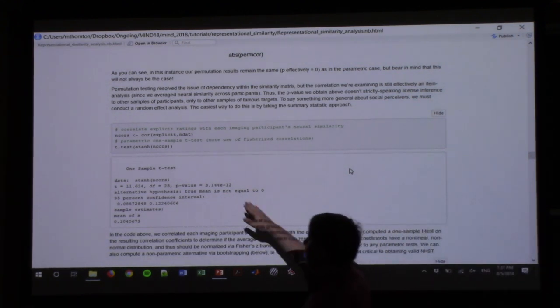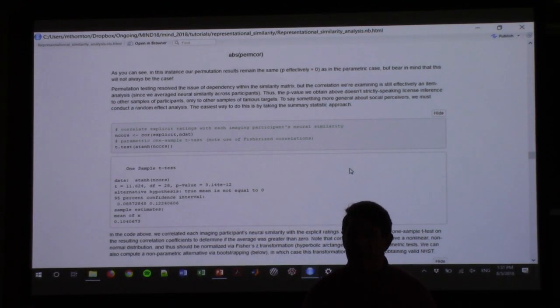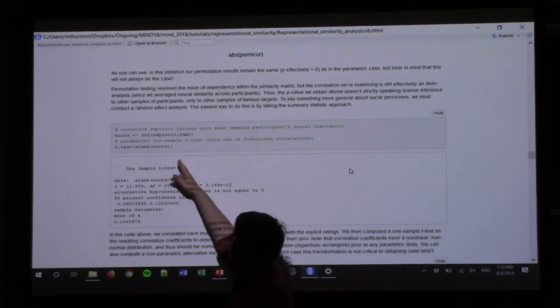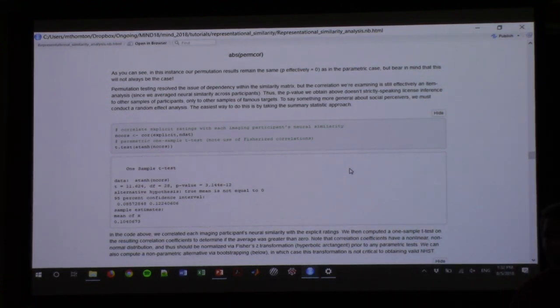So this NDAT is the 1770 by 29 matrix that we looked at earlier. So this is similarity elements, cells of the similarity matrix, by participant. And by correlating this with the explicit similarity ratings, we end up with a vector instead of a single number. So whereas before we had 0.4 as our one correlation between brain and behavior, here we have a correlation from each individual participant's brain to the behavioral similarity matrix. So we end up with this vector, in this case of 29 correlation coefficients, one for each imaging participant, that measures how well that particular imaging participant was modeled by this particular similarity matrix.